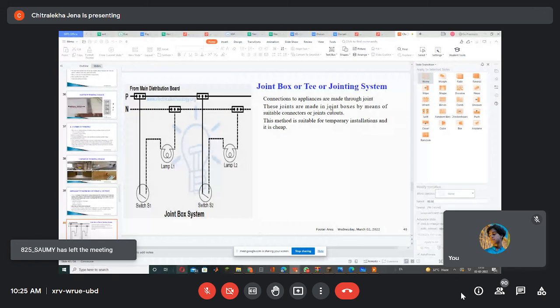These joints are made in joint boxes by means of suitable connectors or joint cutouts. Suppose you want this bulb to work, so we switch on this one. Suppose you don't, and the second bulb should work, this is switch 2. This method is suitable for temporary installation and it is cheap.